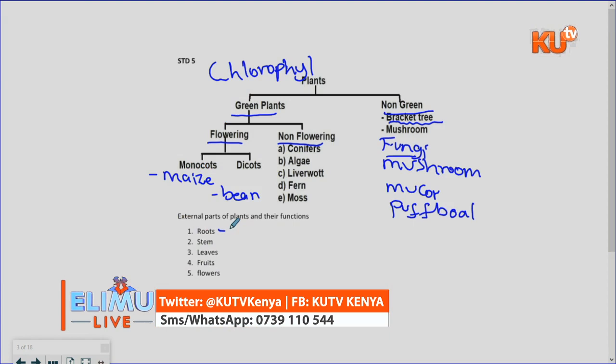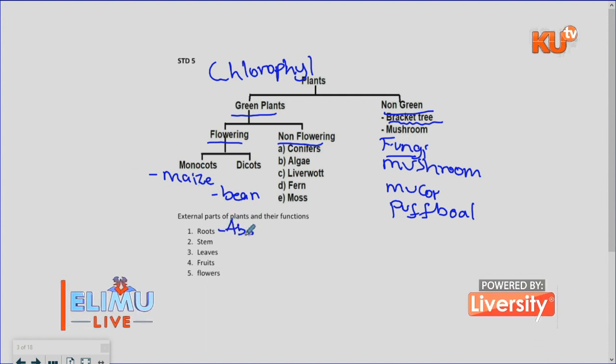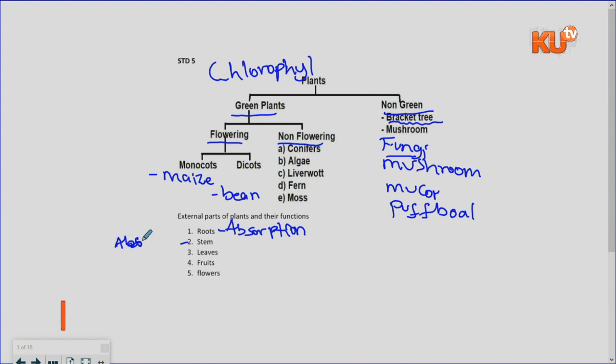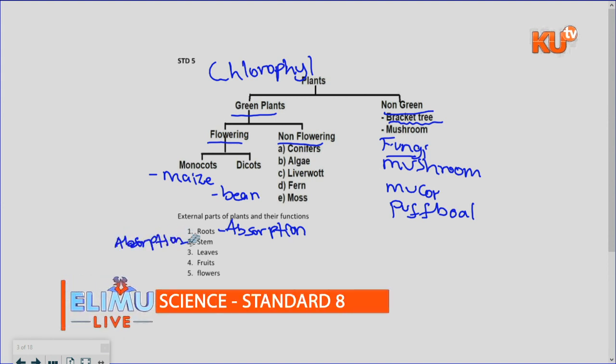So parts of the plant: we have the roots, which are used for absorption of water and mineral salts, and the main function of roots is anchorage or support. You're likely to be asked which function is performed by all roots, that is support. Now stem: when the stem is cut, remember that the person is looking for absorption, to check if roots absorb water. We have leaves. When both the leaves and the stem are cut, then that is transportation.